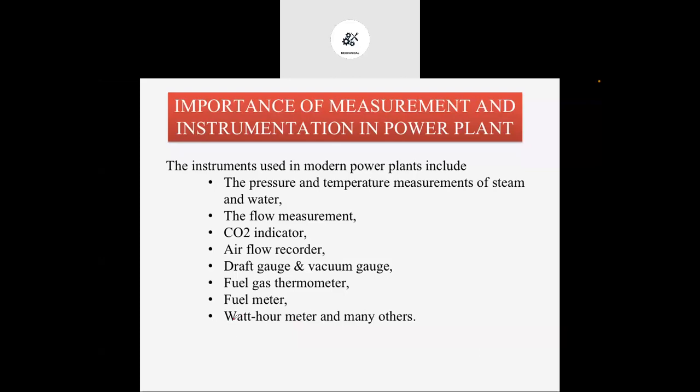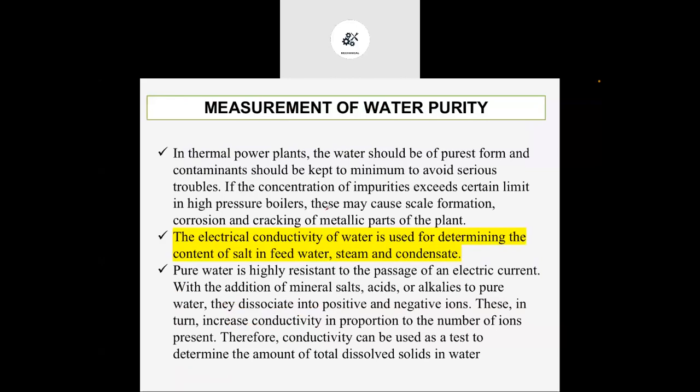Then there is the watt hour meter, or generally the electricity meter, the simple meter we use in houses to measure how much electricity has been consumed. So that is known as a watt hour meter, and many other instruments are used. We are going to see the important instruments for the efficient working of the power plant, and we will study those instruments in detail in the next slide.